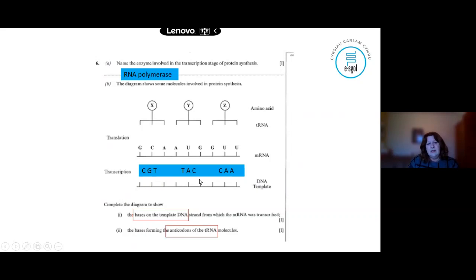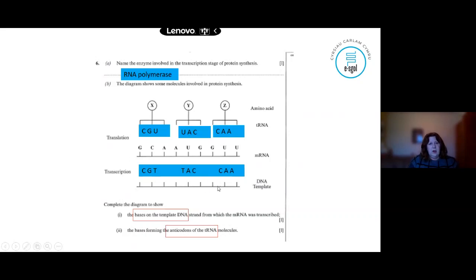And then next it says, complete the diagram to show the bases forming the anticodons. So this is assuming you know that the anticodons are on the transfer RNA. So a little bit of knowledge there for you as well. We know that the transfer RNA anticodons are complementary to messenger RNA. So here we go now. Have a little think, what is going to be complementary to GCA? And the answer is CGU, remembering again, no thymine in RNA. And we follow along to the next triplet and the next triplet of anticodons.